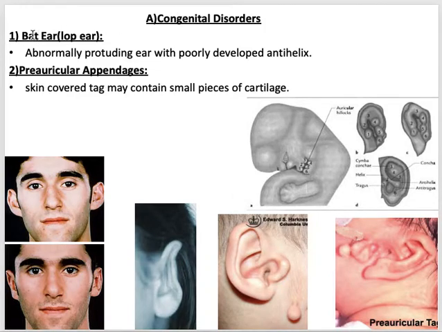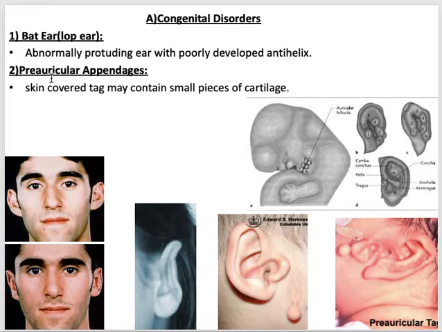For example, you can see over here bat ear. We also call it, as you can see over here, prominent ears or protruding ears. So in this one, the concha is enlarged with a very poorly developed antihelix, and many people have this bat ear, but this abnormality can be corrected surgically after the age of 6 years.